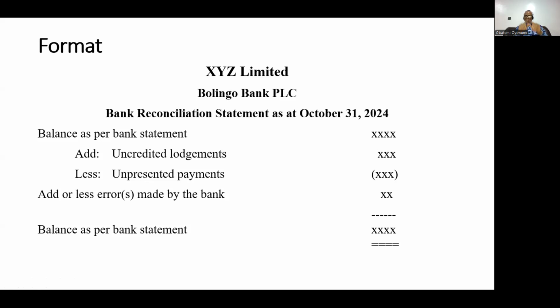The bank statement balance is always presumed right, but of course, we know that it's not always correct. That's why I use the word presumed. So, balance as per bank statement, add uncredited lodgements, less unpresented checks.